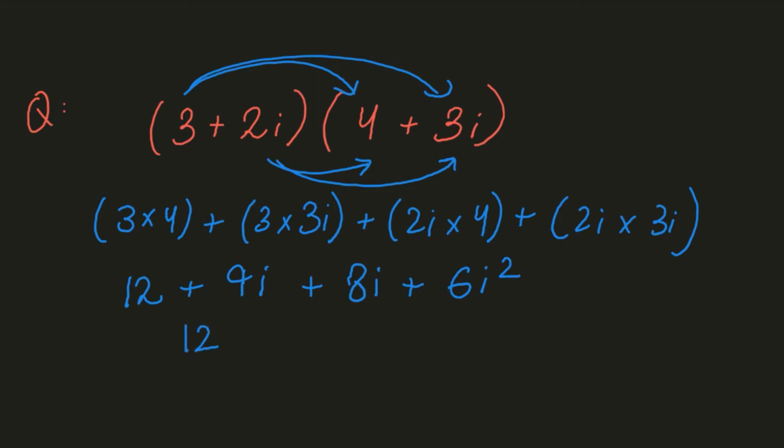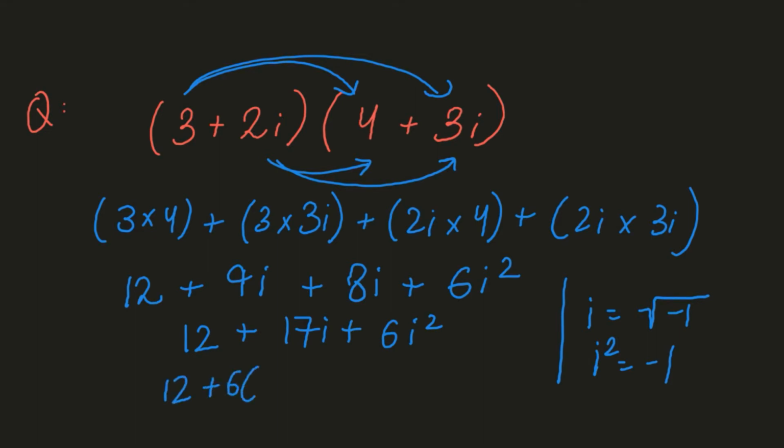So 12 plus 17i plus 6i squared. So since i is equal to root of -1, we can also say that i squared is equal to -1. So 12 plus 6 times -1 plus 17i. So you will get 6 plus 17i as your final answer. So whenever you see i squared, just write -1 in place of that, because i squared is equal to -1.